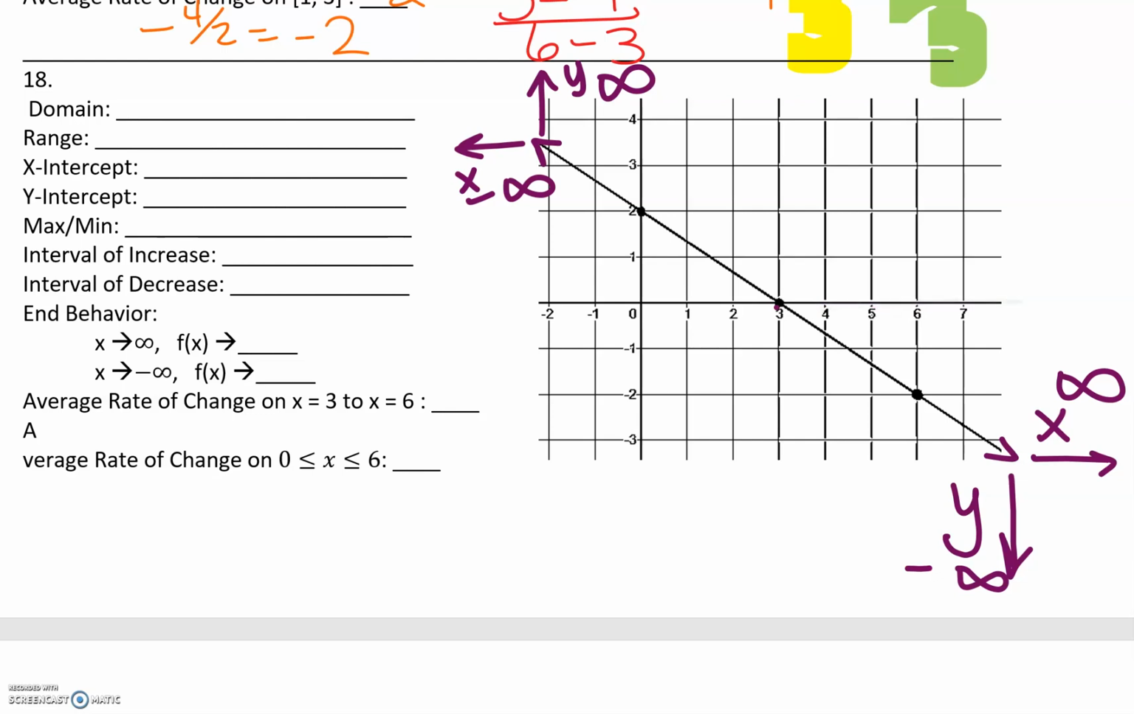Good job. So when we start talking about our domain and range, we then know that our domain is our x's, our smallest x to our largest x, again, negative infinity to positive infinity. When we talk about range, we have our y values. Our smallest y, negative infinity. Our highest y, positive infinity. X-intercepts is where it crosses the x-axis. That happens when x is 3. Y-intercepts when it crosses the y-axis, which happens when y is 2.